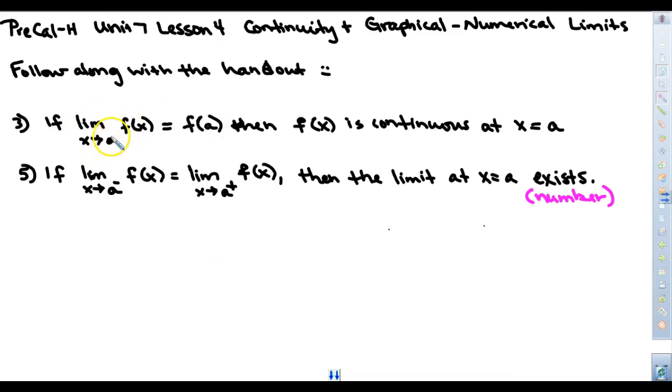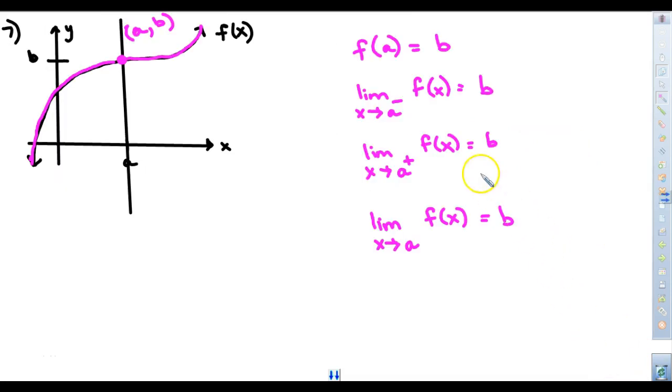If your limit as x approaches a of f of x is equal to f of a, then that means that it's continuous at that point, at x equals a. Well, look right here. The limit as x approaches a and f of a, they're both equal to the same thing. Therefore, what I can say is that f of x is continuous at x equals a. And that's because of theorem number 3. Okay? All right, now let's look at some other scenarios here.